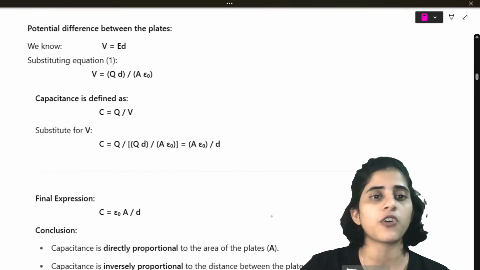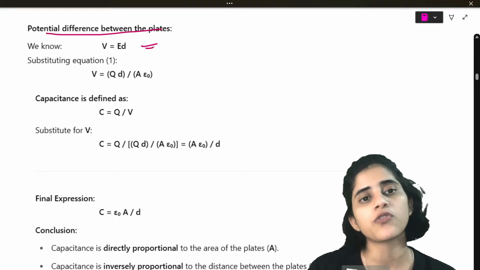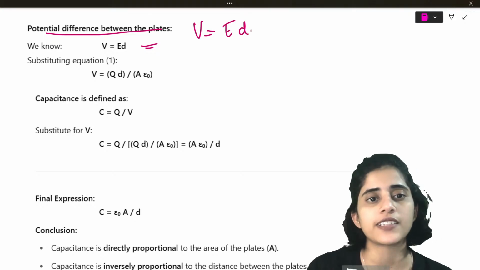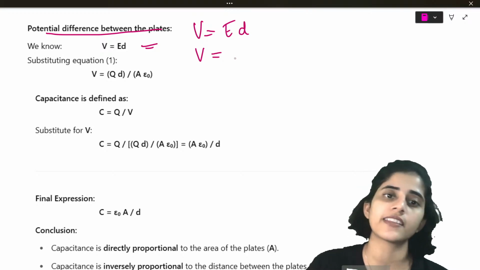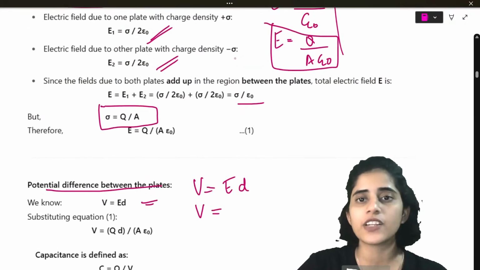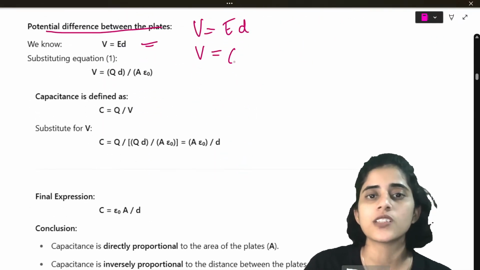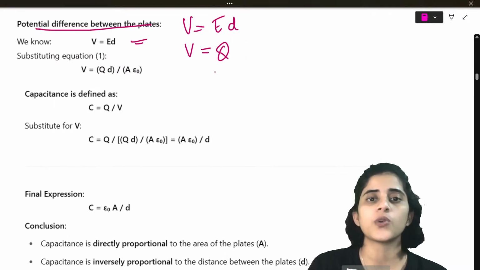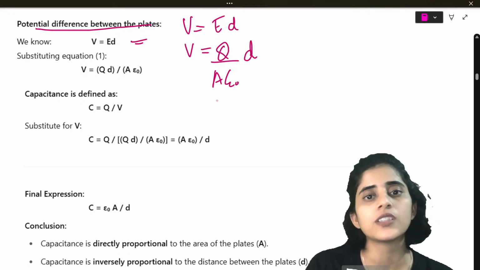Next is the formula for potential difference between the plates. The first formula is potential difference equals electric field times distance. Now what is the electric field? We already derived it: Q by A epsilon naught. So V is Q by A epsilon naught into D.